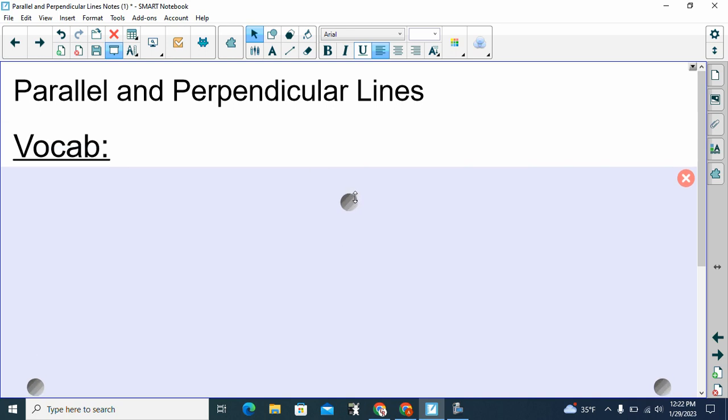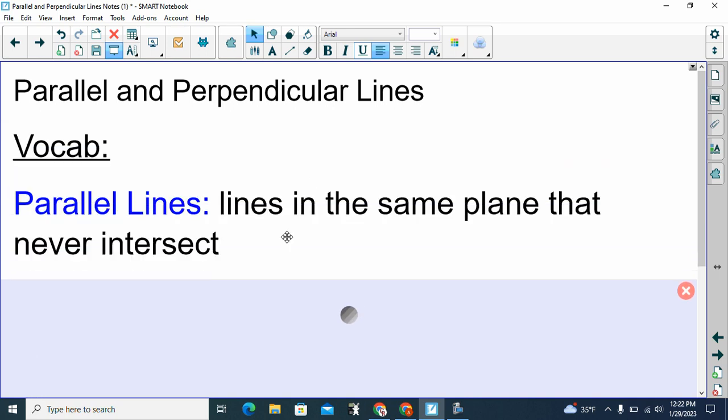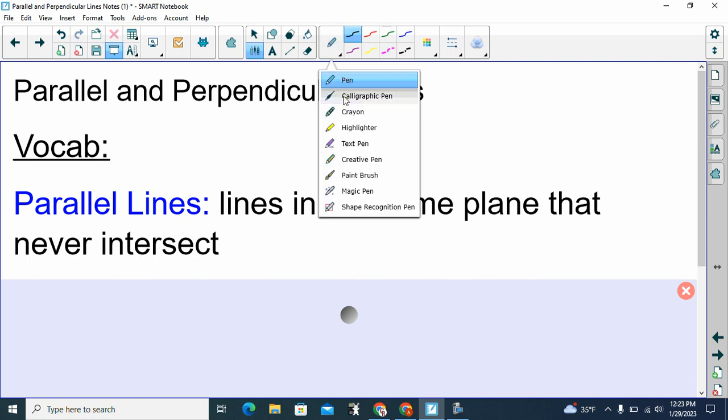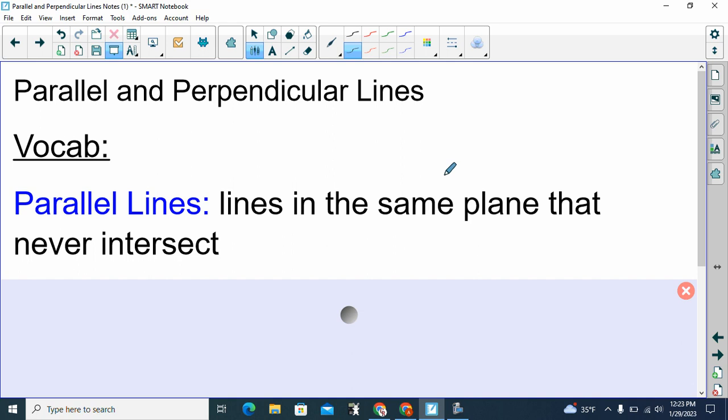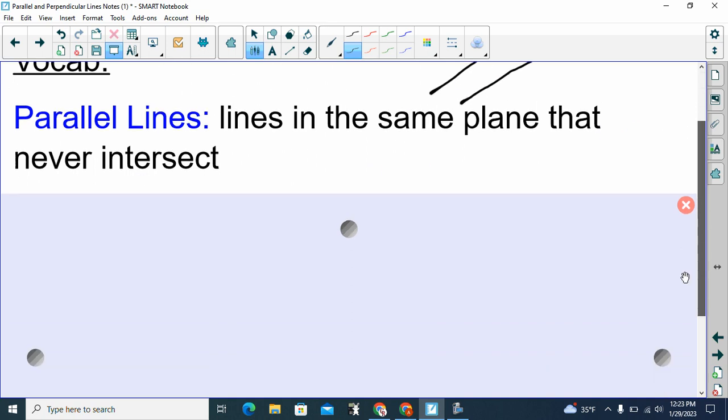So starting off with some vocabulary. Parallel lines are lines that are in the same plane that never intersect. So parallel lines would look something like that. Two lines that never intersect are parallel lines.